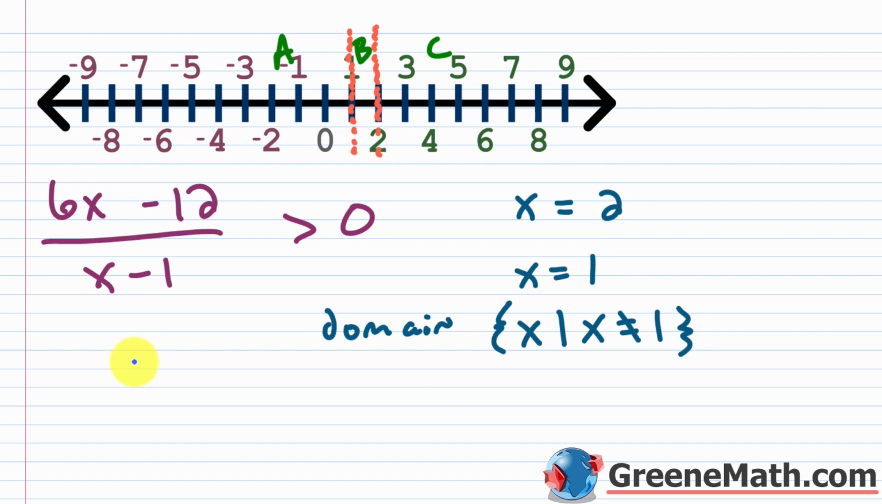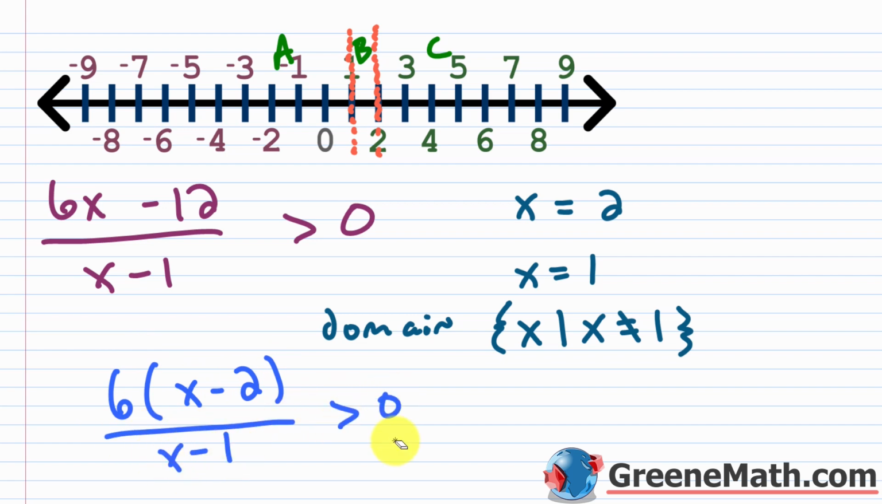We're going to have, and you could factor this and say this is 6 times the quantity x minus 2 over your x minus 1. Is this greater than 0? So just pick something that's in region A. And let's write this out. So A, B, and C. So in region A, I could pick 0. So if I plugged in a 0 there, 0 minus 2 would be negative 2. So you'd have 6 times negative 2, which would be negative 12.